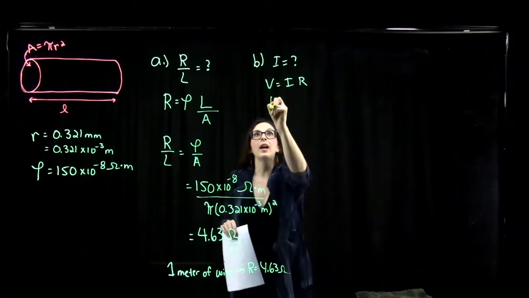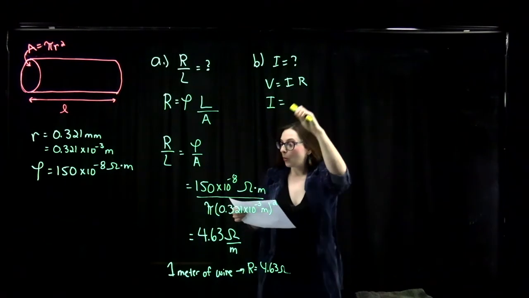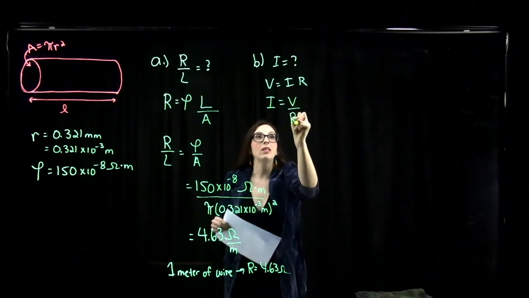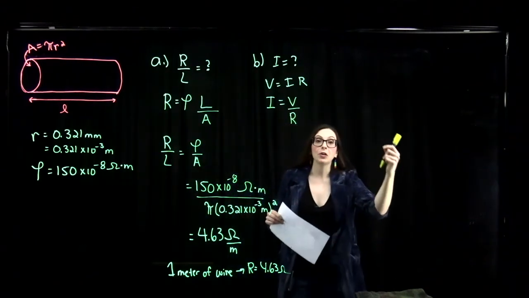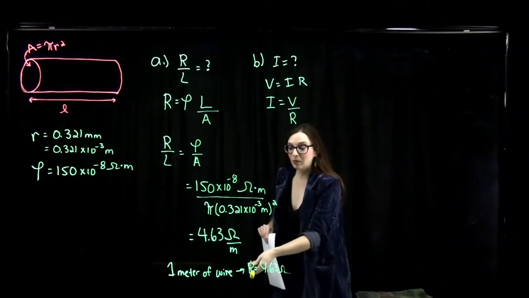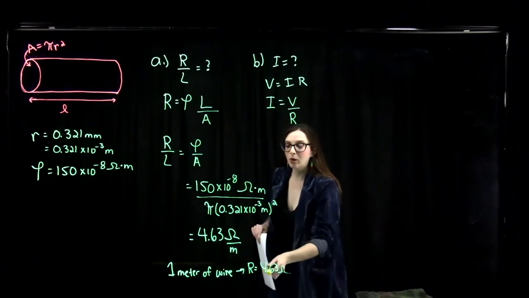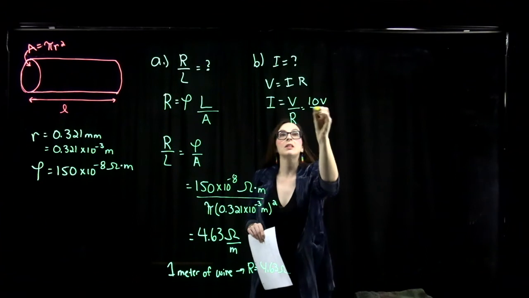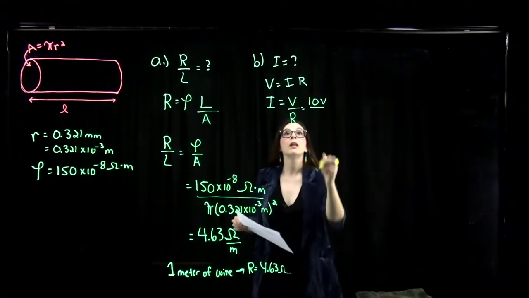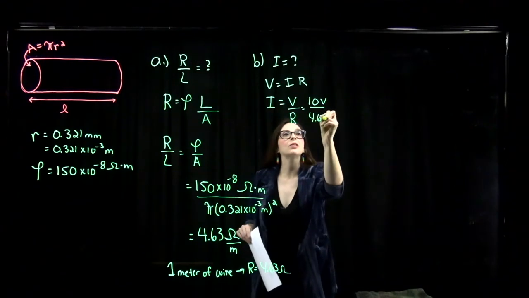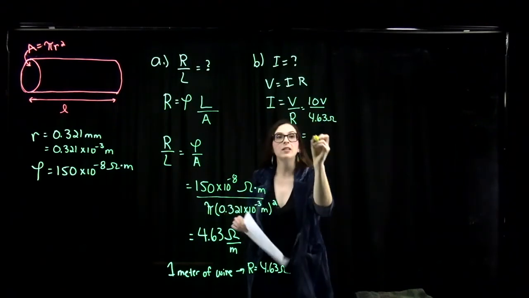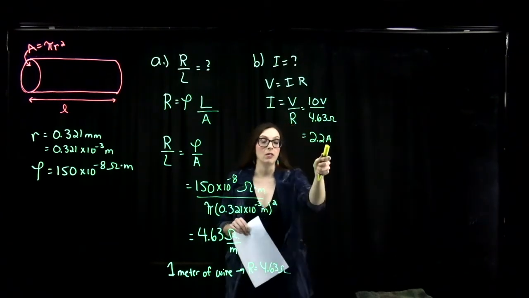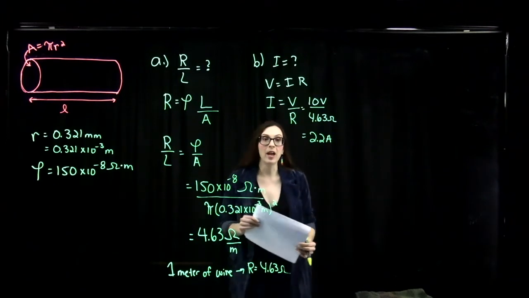If we solve it for I, the current through 1 meter length of this wire will equal the potential divided by the resistance of a 1 meter length of this wire. And we said that the resistance of 1 meter of this wire is 4.63 ohms. So then the current through my wire is just going to be 10 volts divided by 4.63 ohms. And that gives us a current of 2.2 in the units of current. The unit of current is the unit of ampere, which we represent as a capital A.